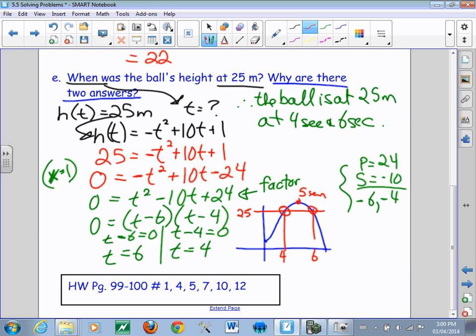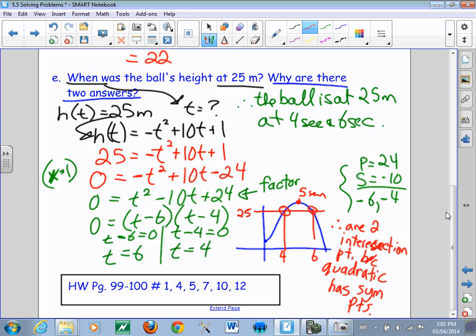So we have to say that there are two intersection points, because a quadratic has symmetrical points. Relating it to math, you could say because the ball on the way up in the air hits 25 meters, goes higher, and then it hits it on the way back down.